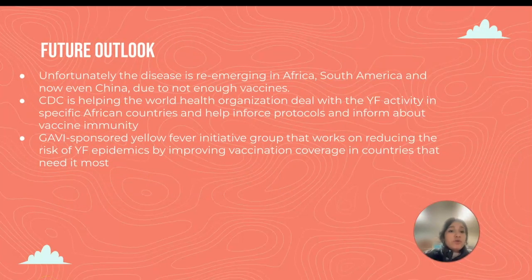Future outlook. So unfortunately the disease is reemerging in Africa and South America, and now even China, due to not enough vaccines being provided. However, the CDC is trying to help the World Health Organization deal with the yellow fever activity in specific African countries by helping enforce protocols and informing people about getting the vaccine. Gavi is a sponsored yellow fever initiative group that works on reducing the risk of yellow fever epidemics by improving vaccination coverages in countries that need it most.